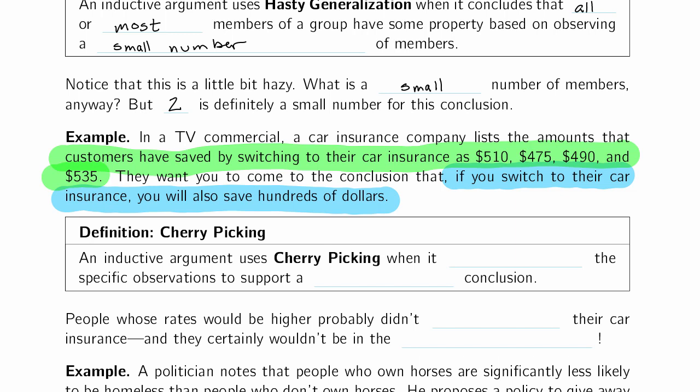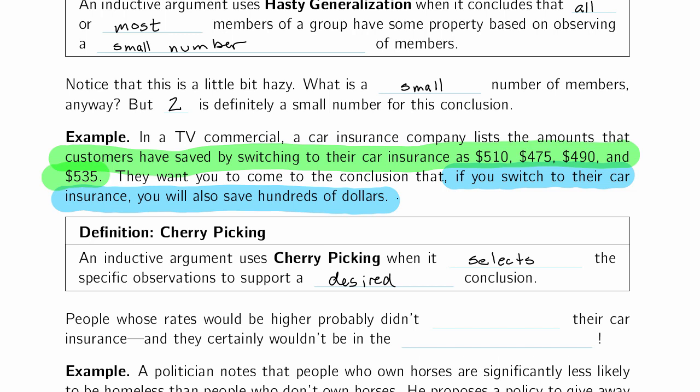Now, I don't have access to the car insurance company's database, but I'm inclined to believe that this is an example of an inductive fallacy called cherry-picking. An inductive argument is using cherry-picking when it selects the specific observations, and it selects those observations in order to support a conclusion that it wants. The argument wouldn't support the conclusion as well if it included just kind of a random bunch of examples.